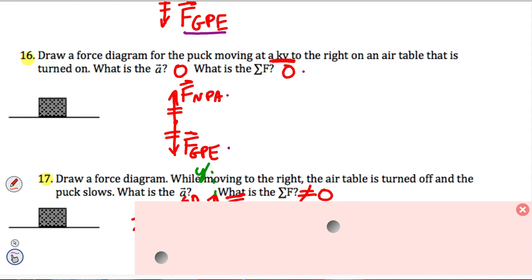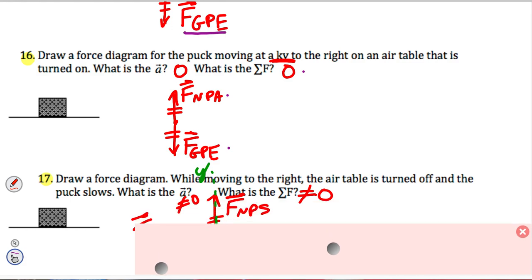For number 17, it says draw a force diagram. It says while moving to the right, the air table is turned off and the puck slows. So it's moving to the right but slowing to a stop. So is the acceleration 0 or not 0? It's not 0. Is there going to be a net force? Yes, there is. So the net force is not 0.